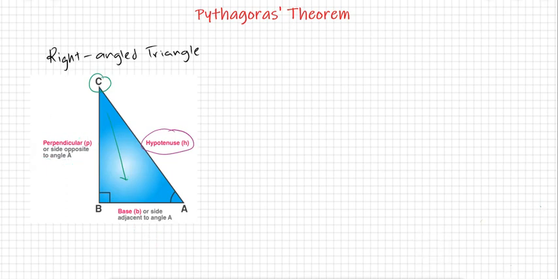The concept of Pythagoras theorem states that if you apply a square on the hypotenuse, then it would be equal to the square of base plus the square of perpendicular. This is the concept of Pythagoras theorem.